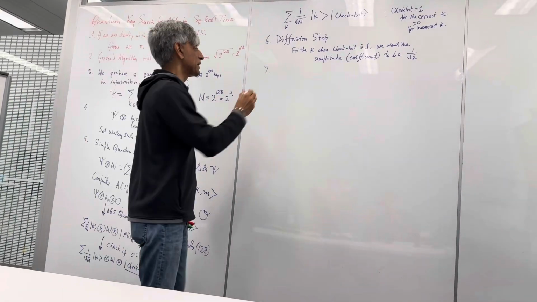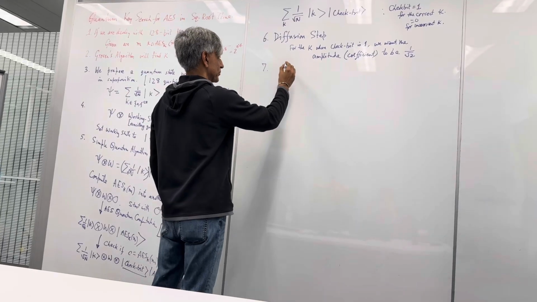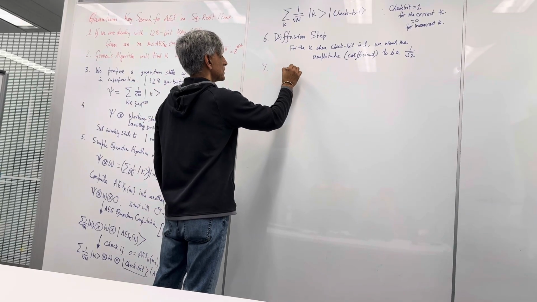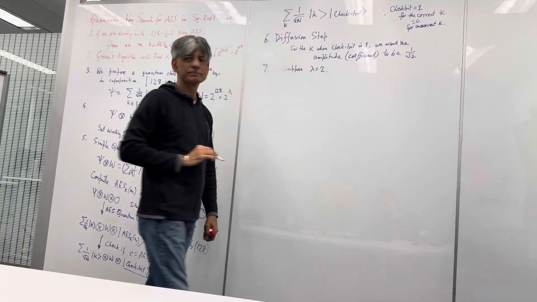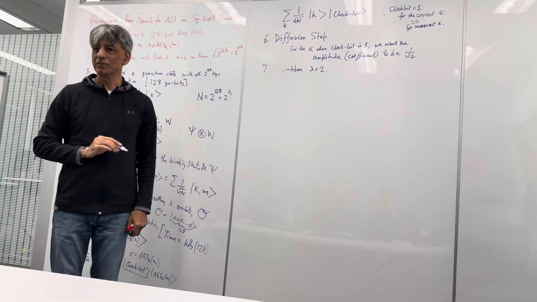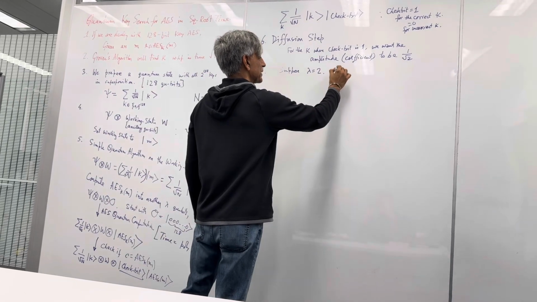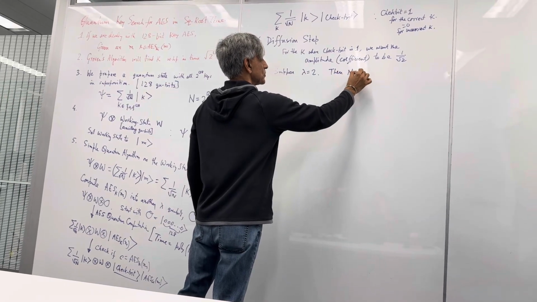So for example, just as an example, suppose lambda was just 2. Then N is 2 to the 2, that's 4.